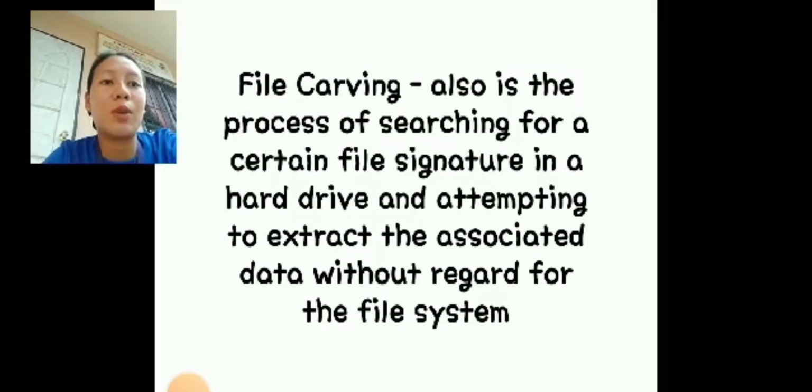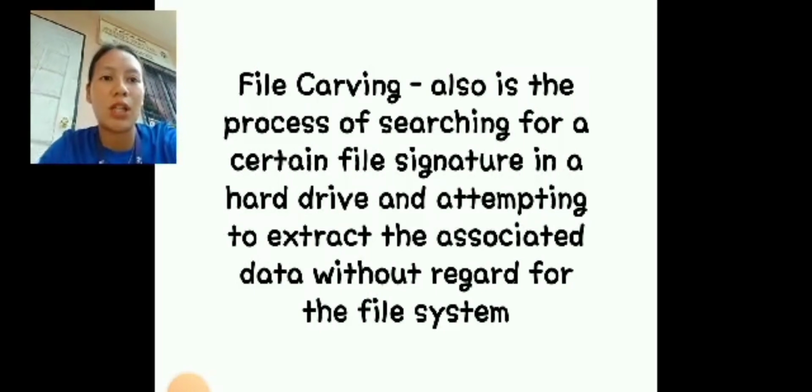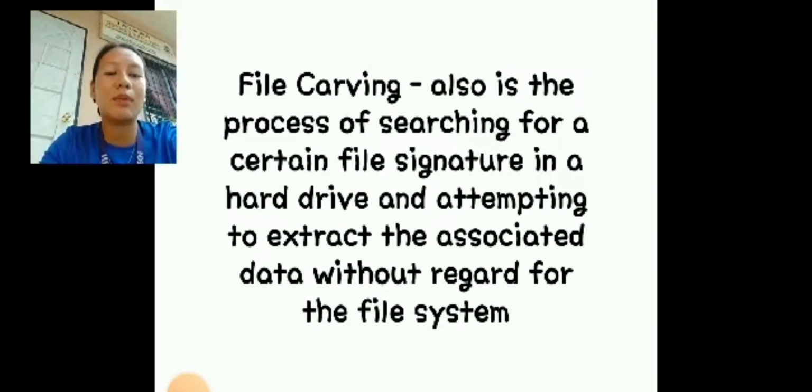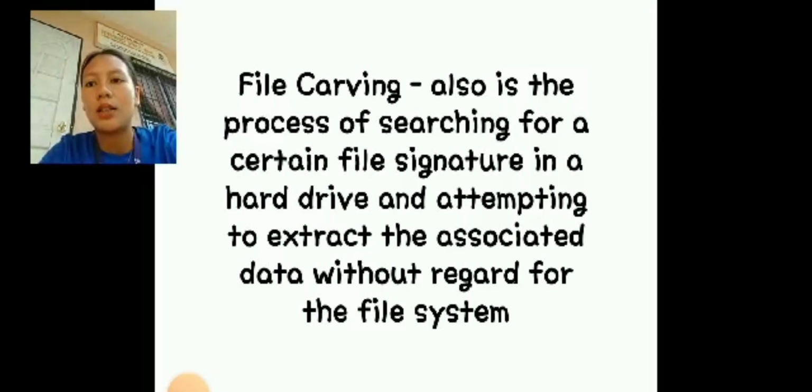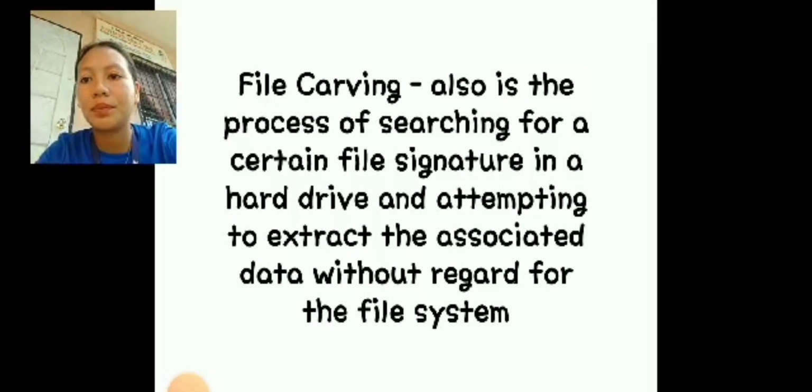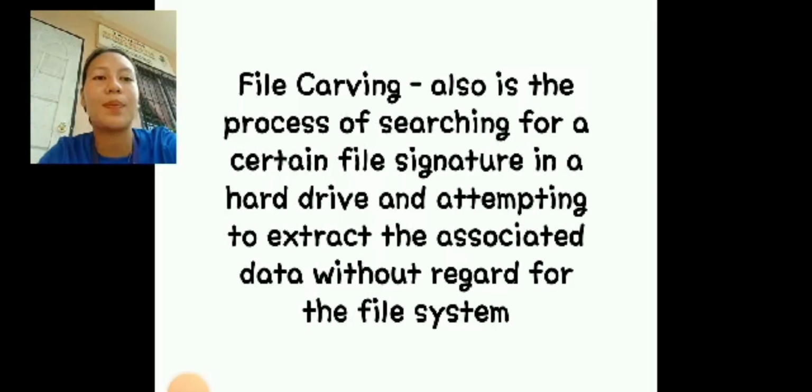File carving is also the process of searching for a certain file signature in a hard drive and attempting to extract the associated data without regard for the file system. In 2014, Carbone stated that file carving is done by identifying the file headers and footers in mainly unallocated clusters.